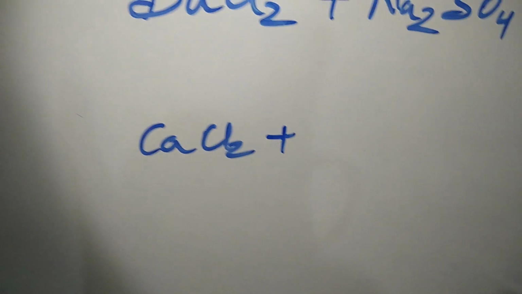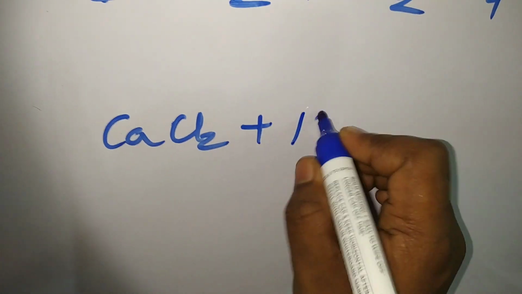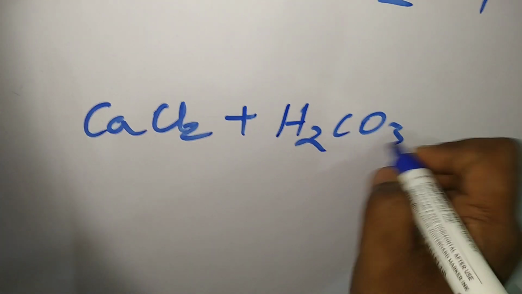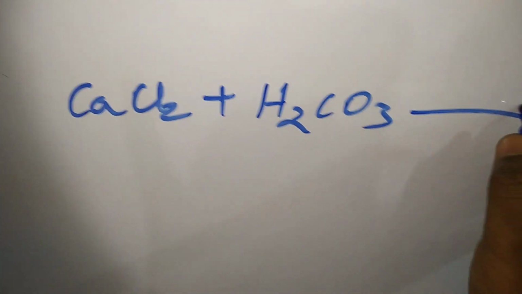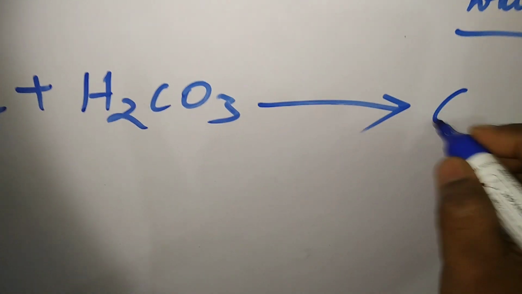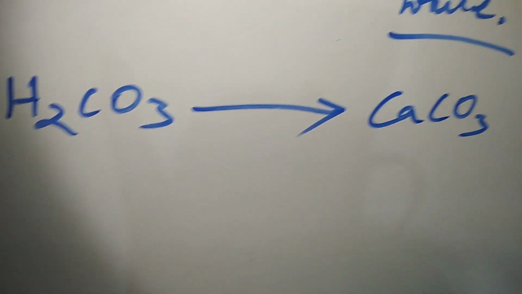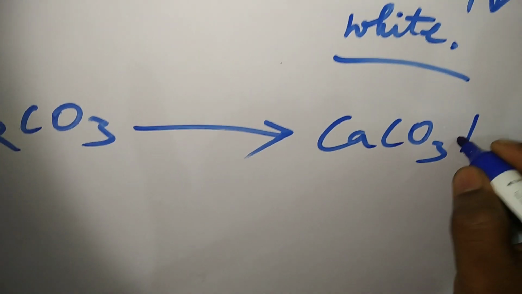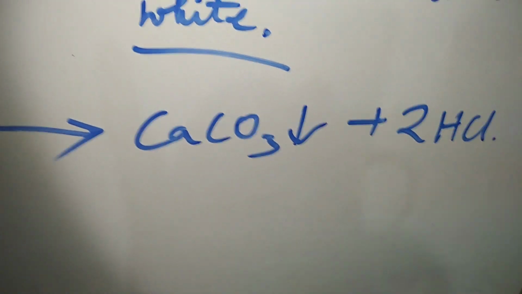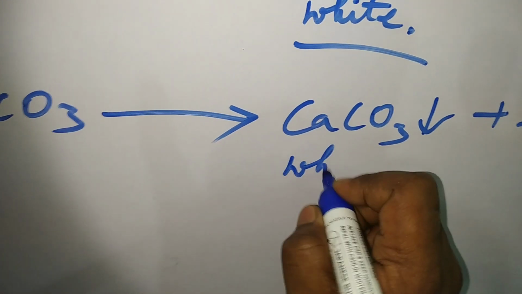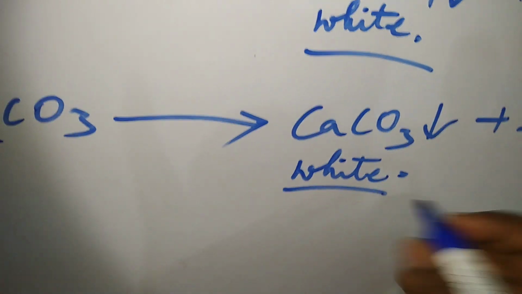Calcium chloride, when it reacts with carbonic acid, H2CO3, forms calcium carbonate and 2 moles of HCl. It is also white in color.